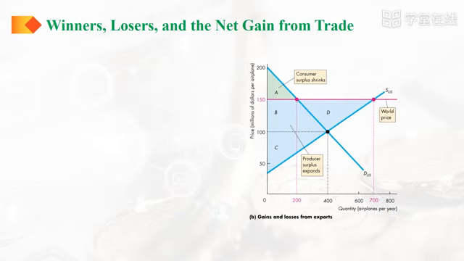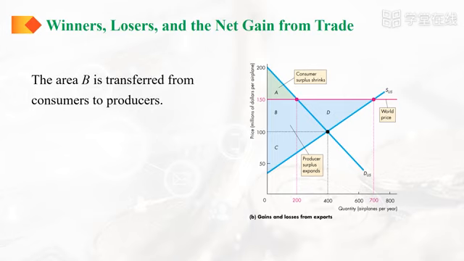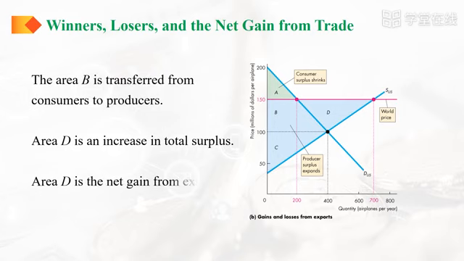Part of the gain in producer surplus, the area B, is a loss in consumer surplus, a redistribution of the total surplus, but the other part of the increase in producer surplus, the area D, is a net gain. This increase in total surplus results from the higher price and increased production and is the gain from exports.